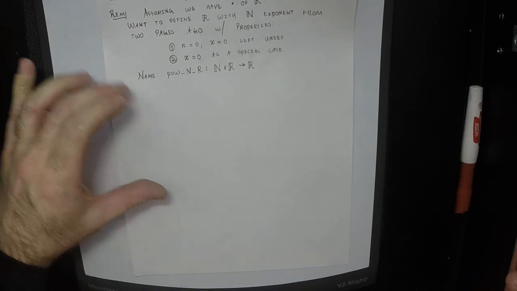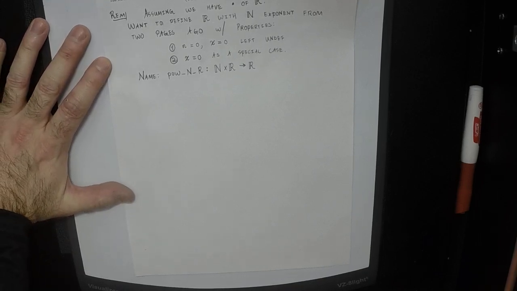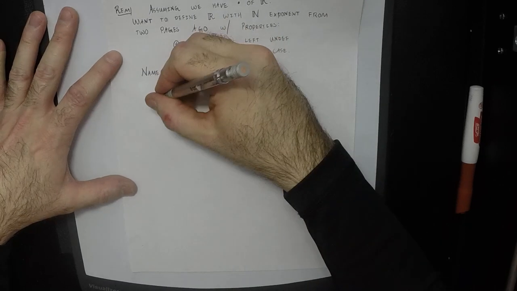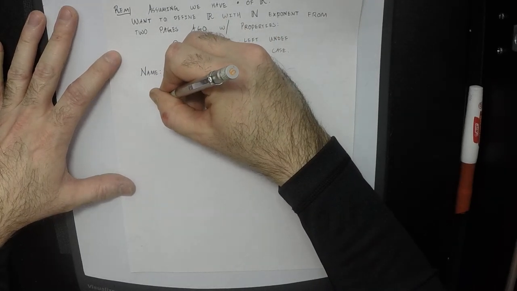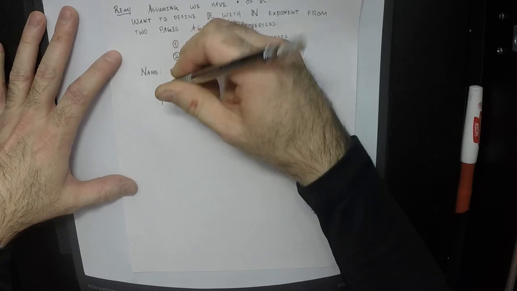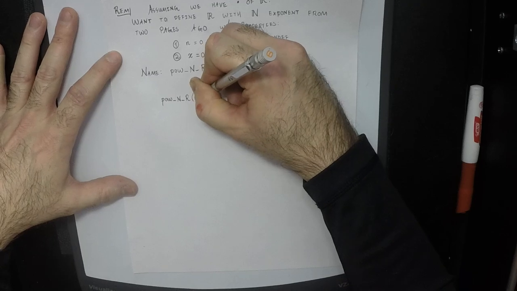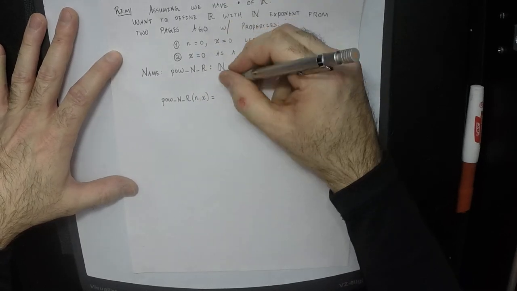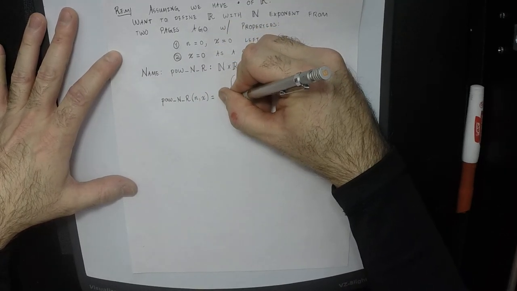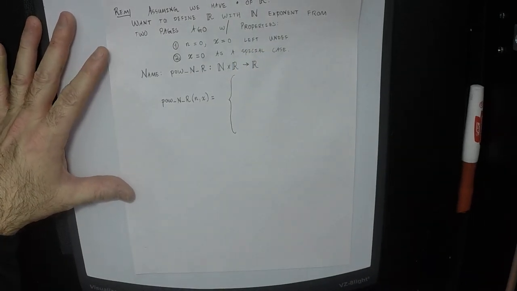Does anybody have a good idea? Anybody think they have it? Yeah? So let's see. Someone can help me through it. So of course it'll have to be defined as pow_n_r of n and x. And then we'll need a big brace here. Okay, so what's the first case?